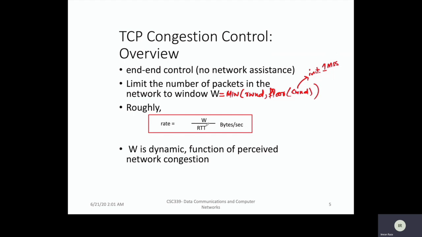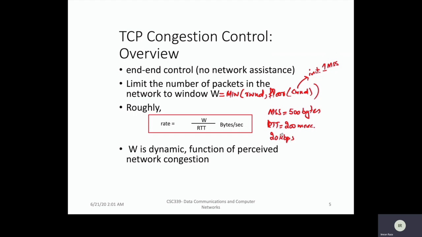For example, we can easily calculate it. If I assume that MSS, maximum segment size, is 500 bytes, and let's assume that RTT is 200 milliseconds, what will be the sending rate? Yes, we'll divide the maximum segment size, 500 bytes, by 200 milliseconds. So the sending rate would be 20 kilobits per second. With this maximum segment size and this round trip time, the sending rate of a sender would be 20 kilobits per second.